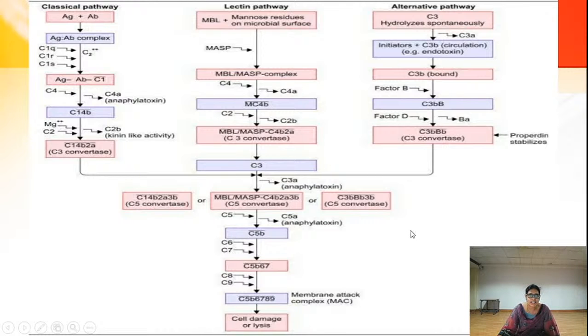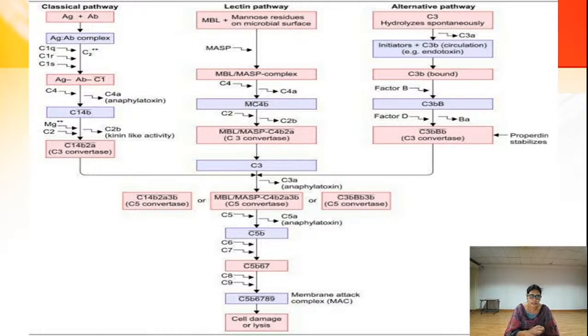And what is the key step? I said it is the C3 convertase. Any pathway has to come and change the C3 into C3b and C3a. The C3 conversion is the important key step for all the pathways. Once it is converted, the remaining steps are all similar. What is the necessary enzyme for C3 conversion is different in different pathways. First we'll see the classical pathway, because it is a key one.